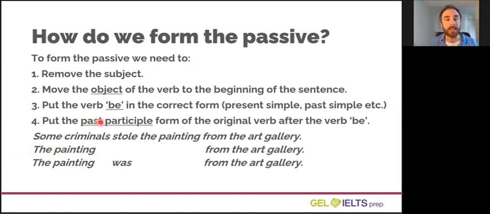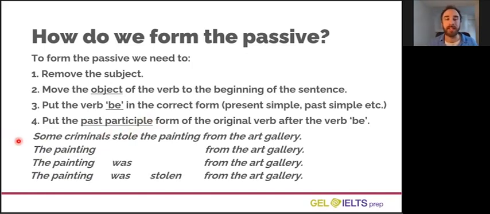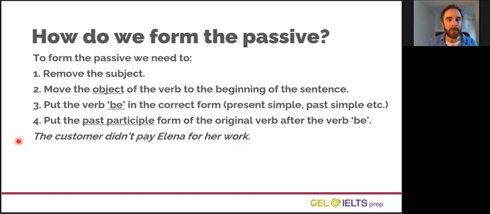And the past participle of the verb steal is not stole, it's stolen. This is an irregular verb. The painting was stolen from the art gallery. One more example. This time, it's in negative.